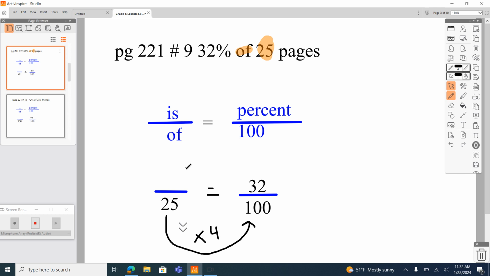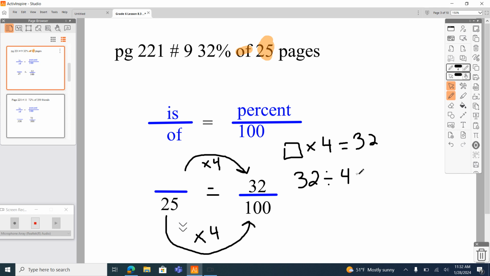So we need a number times 4, meaning we could work this backwards as division, because if some number times 4 is 32, you might be able to fill in your fact family there, but 32 divided by 4 is 8. And so our answer here, 32% of 25 pages is 8 pages.